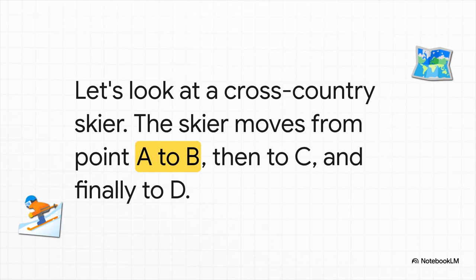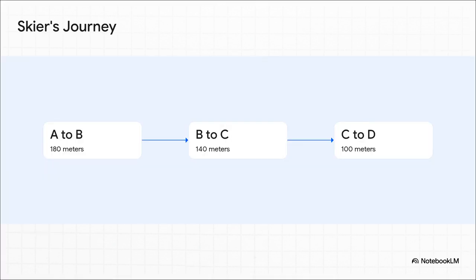So, take a look at this skier. They're not taking a simple, straight path. They go forward a bit, then they turn around and go back, and then forward again. To find the distance they traveled, we have to add up every single part of that trip. So first, they ski a good 180 meters. Then they have to turn around and backtrack 140 meters. And finally, they turn again and push forward for another 100 meters.